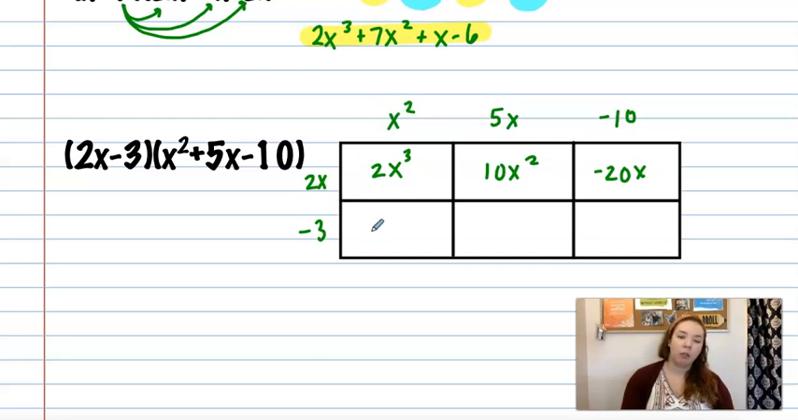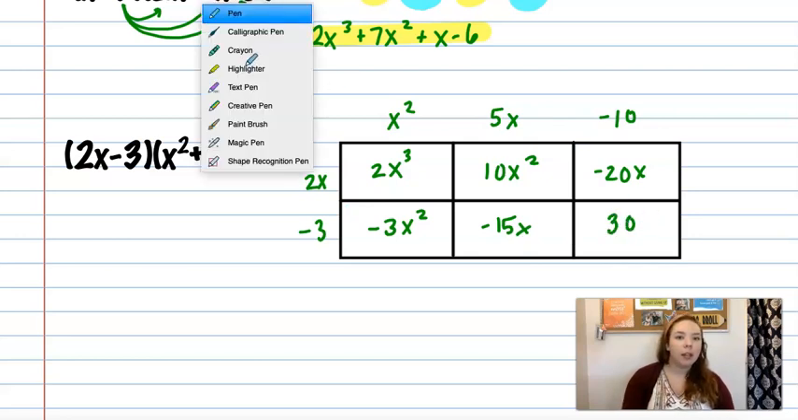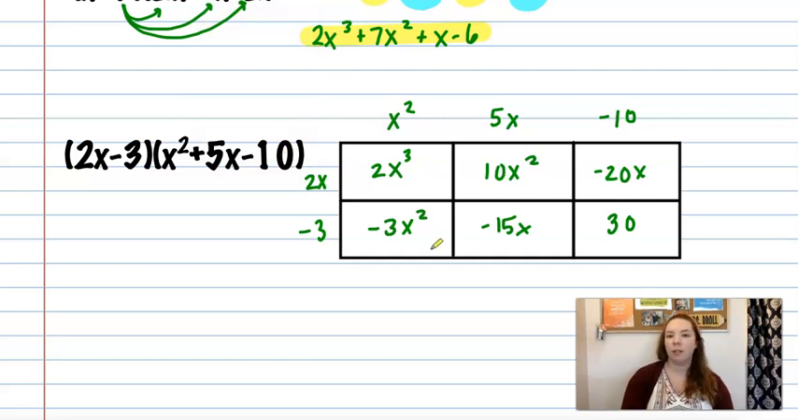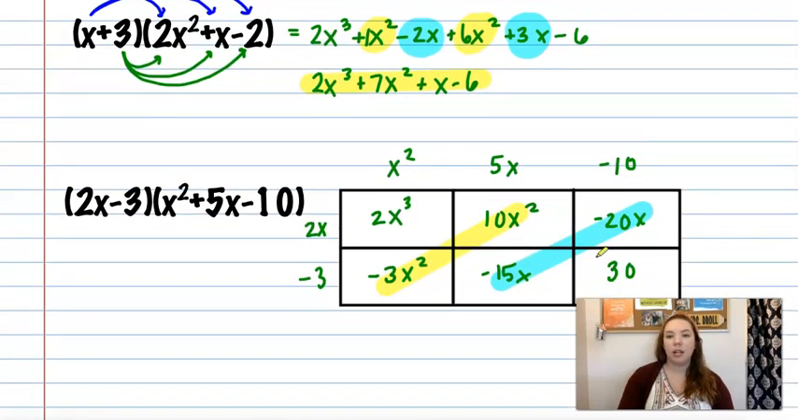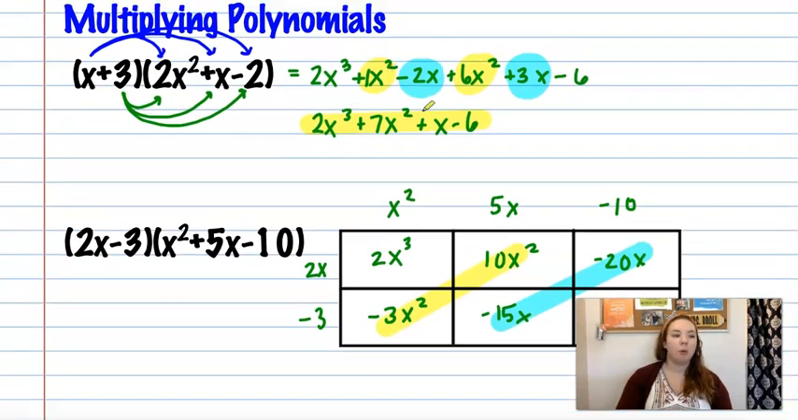Then here I would have negative 3x squared. Negative 3 times 5x is negative 15x. Negative 3 times negative 10 is a positive 30. And what I mean by the box method organizes it for us nicely is my x squareds are across right here, and my x's are across right here. So the things I need to combine, I can see on the diagonal, where here they were more out of order.